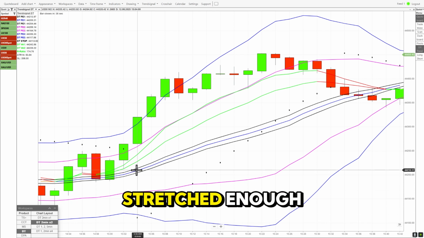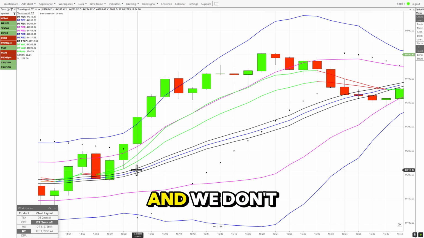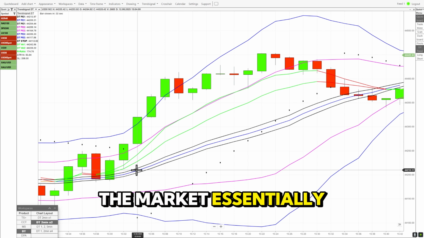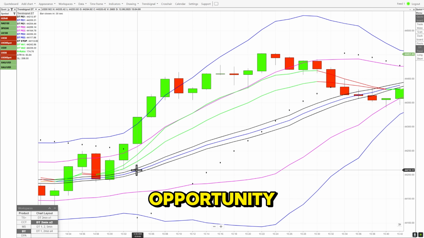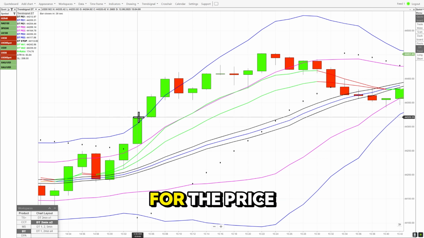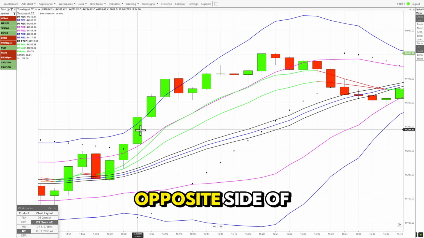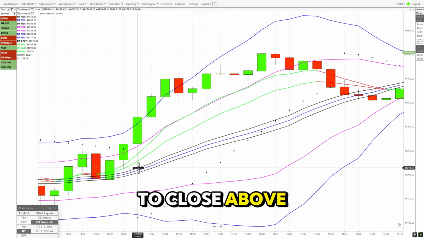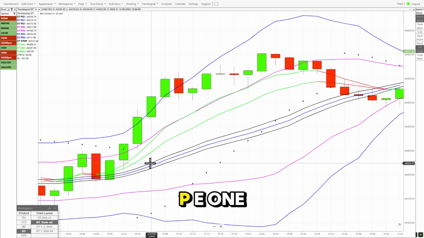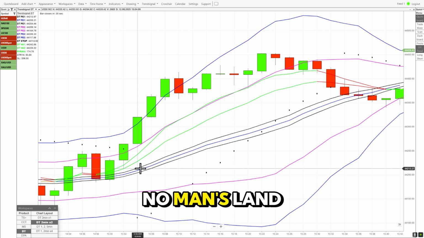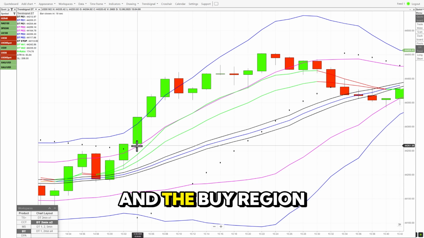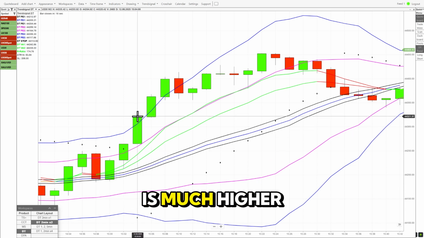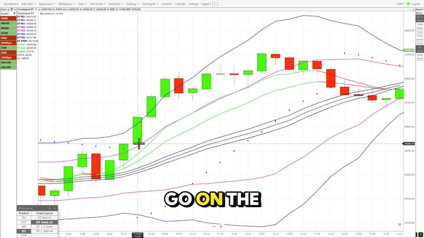Now this means we can ignore the long-term trend. The market is stretched enough that we're expecting a big move, and we don't need the structure of the market essentially to reinforce that opportunity. The only thing we need is for the price to be developed enough on the opposite side of the channel. So we need to close above this black envelope here. It's called the PE1, which separates this kind of no man's land between the sell region and the buy region. As you can see, the candle is much higher, which means that we're perfectly good to go on the entry.